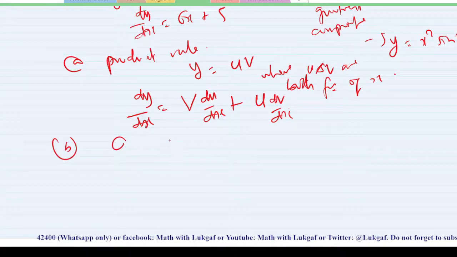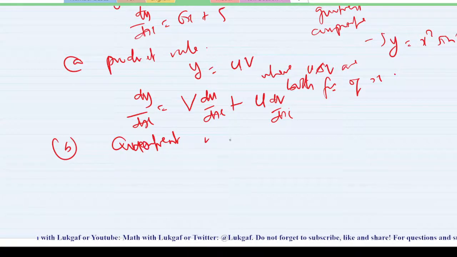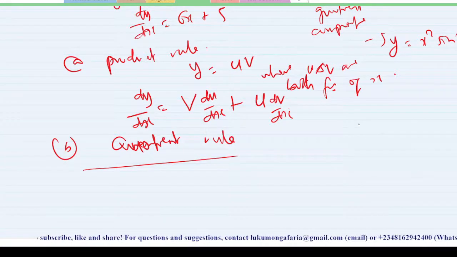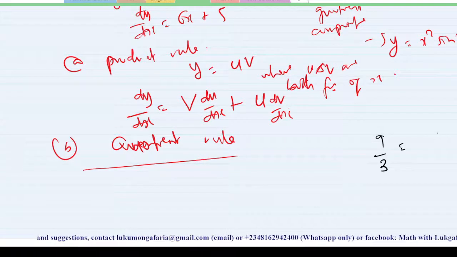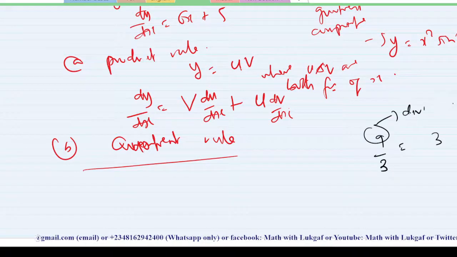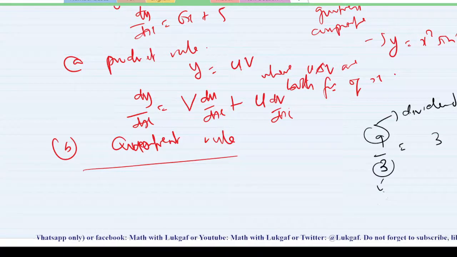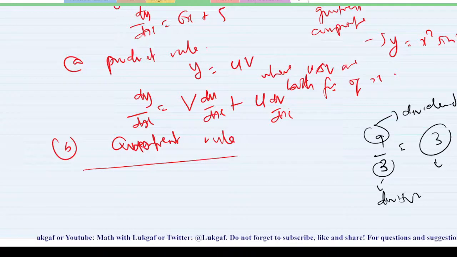Number two, your function can also come in terms of a fraction. Here we have the quotient rule. Don't forget what we call quotient from your arithmetic. When you have 9 divided by 3, 9 divided by 3 is equal to 3. Your 9 is known as the dividend. Then what you use to divide 9 here is your divisor, and the result you obtain from your division is known as the quotient.